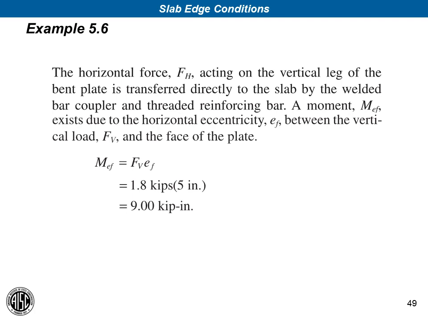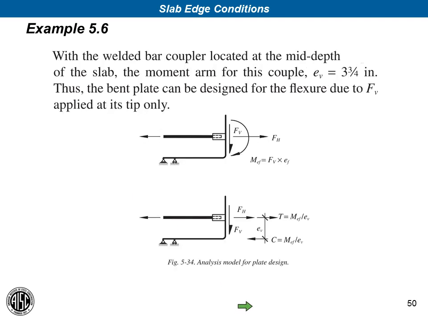But we do have to deal with the eccentricity of the vertical load from the facade, and that's MEF, and that's going to be equal to the vertical load of the facade. It's 1.8 kips at an eccentricity of 5 inches, so we get 9 kip inches per attachment point. And that has to be transmitted to the bent plate.